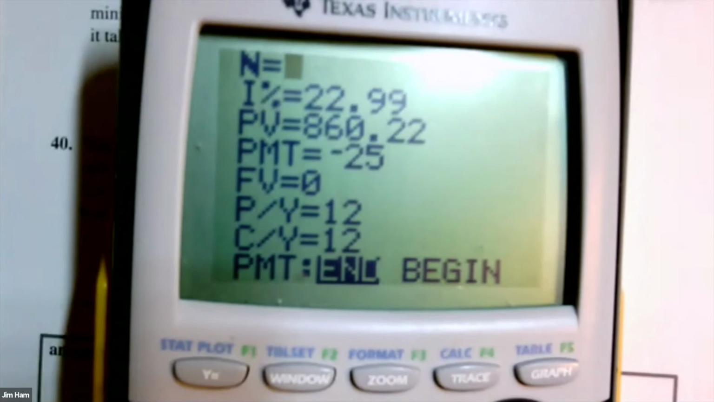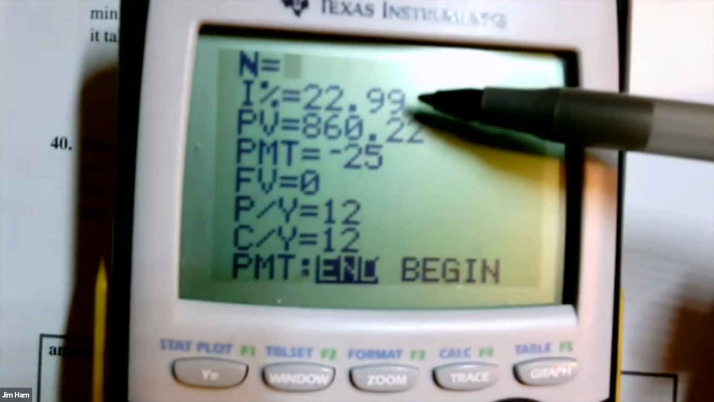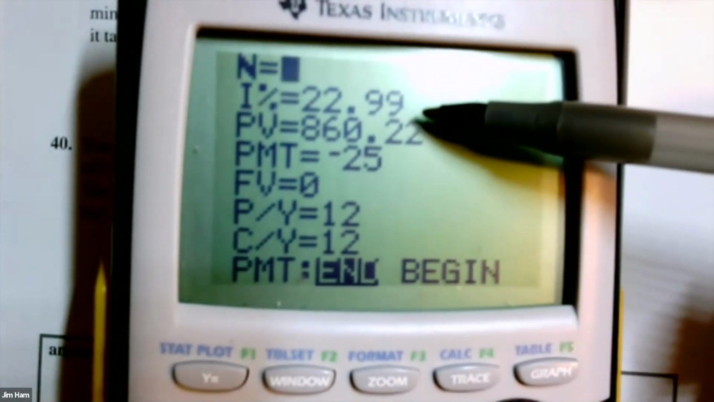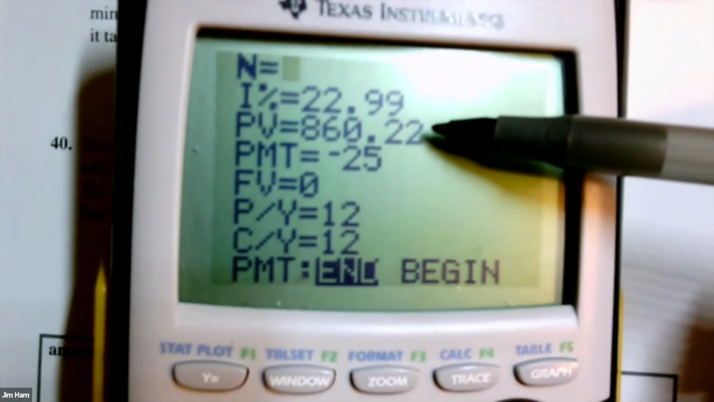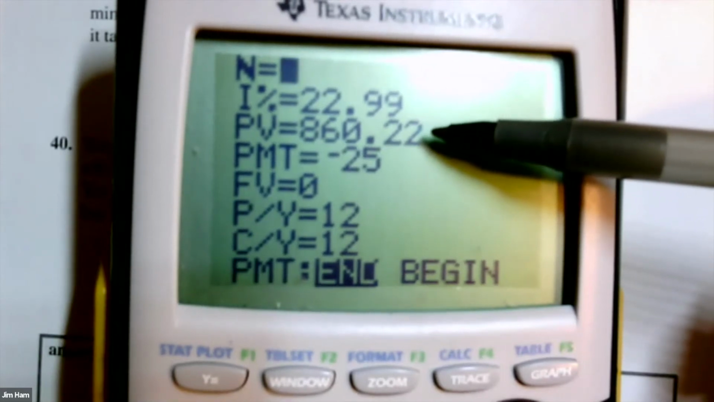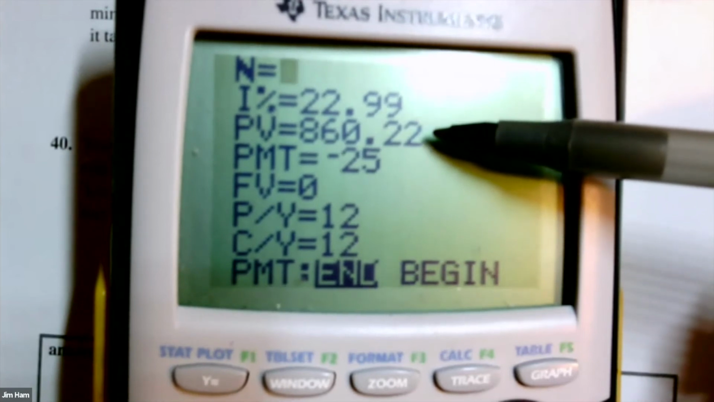Okay, here it is. I'm just going to clear that one out. But the interest rate is 22.99. Here's what the loan is on your credit card. Usually it's not a whole lot, but this one's under $1,000. In this section, equate the present value as the loan amount. This is what you owe today. If you were to pay off this loan today, you'd have to come up with $860.22. It's called the present value of the loan.